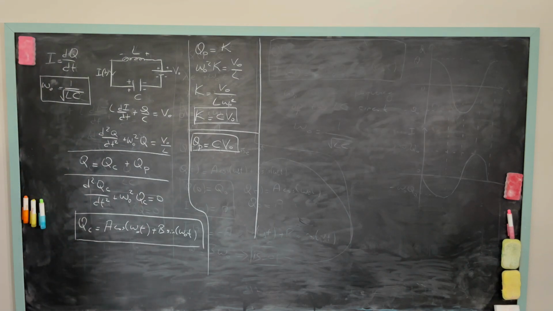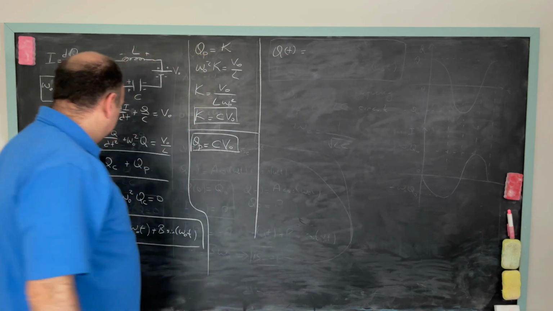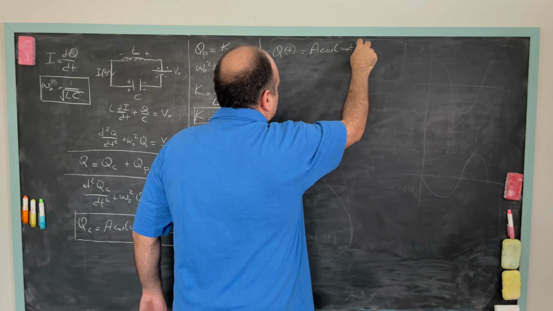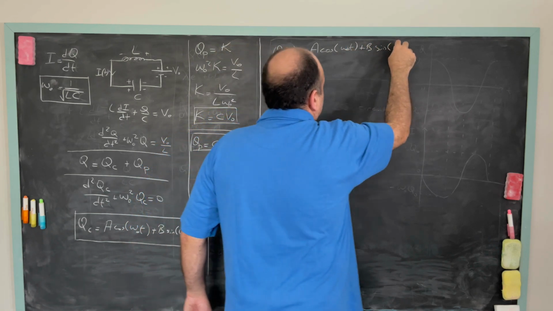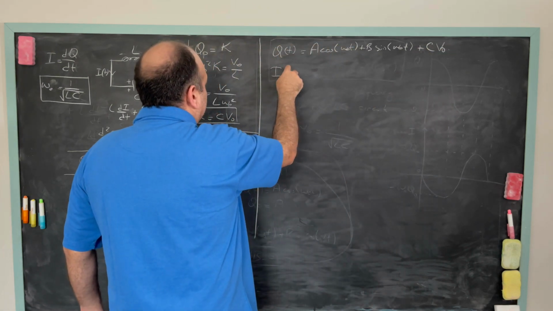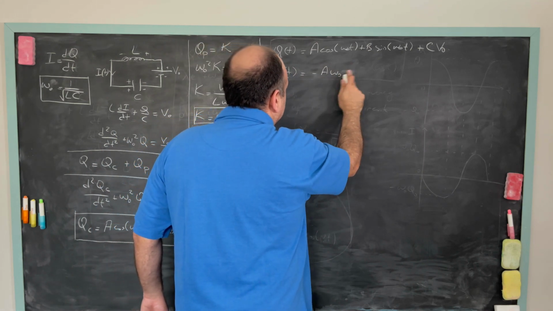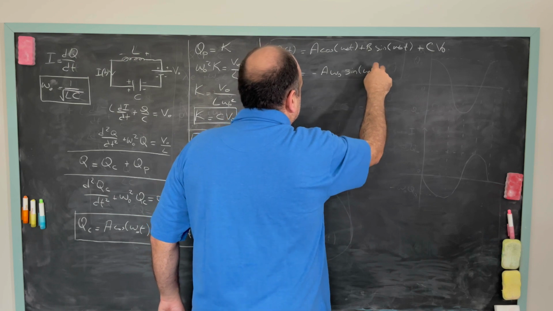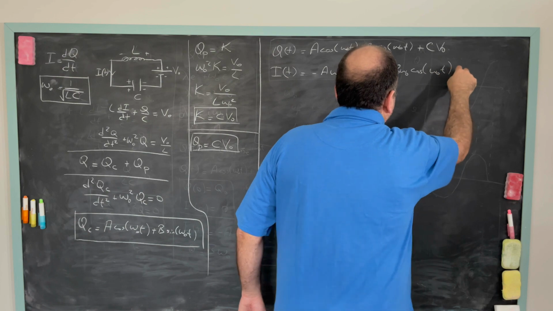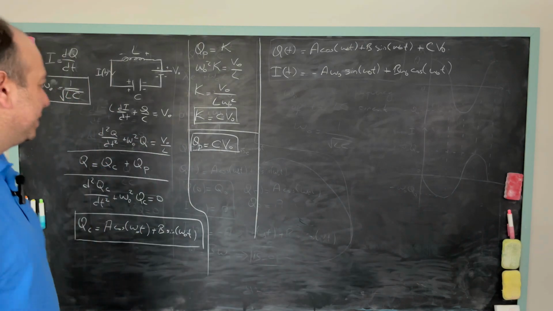Okay, very good. So now the full solution would be equal to A times cosine omega naught t plus B sine omega naught t plus C times V naught. Using this, we can also find the current: minus A omega naught sine omega naught t plus B omega naught cosine omega naught t. So how do we find A and B here? Well, again, the initial conditions.